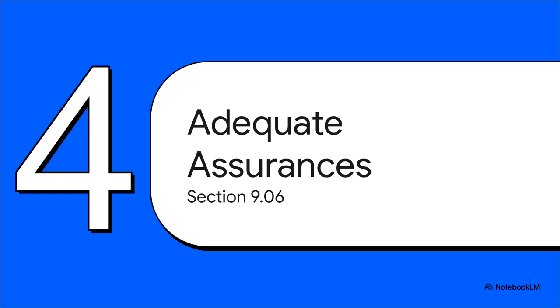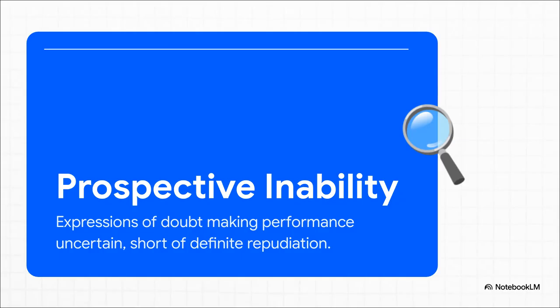Section 4. Insecurity and adequate assurances. We are venturing into the gray areas of Section 9.06. You know how it is. Sometimes you hear rumors. Maybe your buyer's financial situation is looking incredibly shaky, or they say something vague like, "Well, I'm not sure if we can get the materials." It falls short of a definite and unequivocal repudiation.